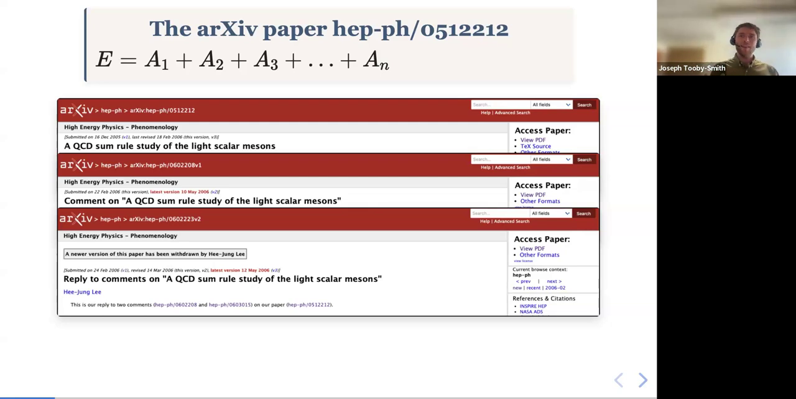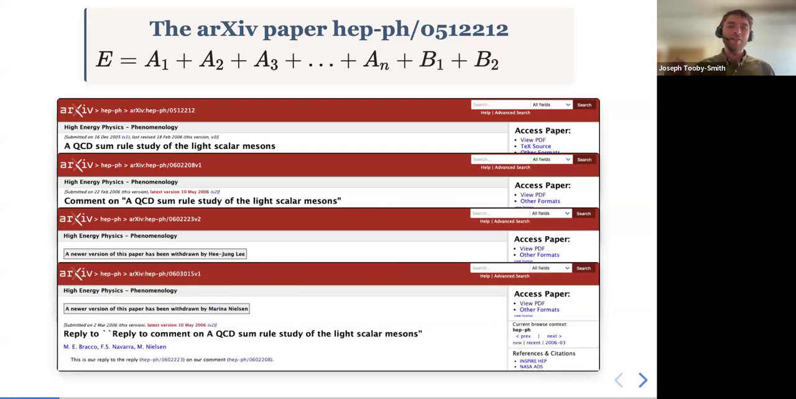At this point, you can probably guess where this is going, because shortly after this reply to the comment appeared on the archive, another paper appeared: a reply to the comment on the QCD summary study of light scalar mesons, saying those terms should be there. The original paper was wrong, the comment was right. In the end, the authors of the comment and the fourth paper realized that they had made a mistake, that those two terms, B1 and B2, shouldn't be there, and the original paper was correct.